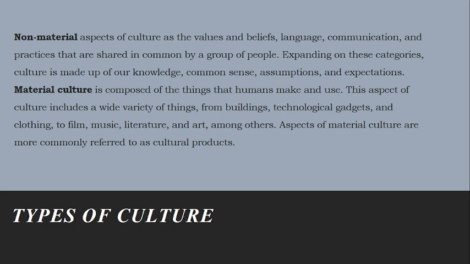If we talk about the material things, material culture is composed of the things that humans make and use. These aspects of culture include a wide variety of things, from buildings, technological gadgets, and clothing to film, music, literature, and art, among others. Aspects of material culture are more commonly referred to as cultural products.